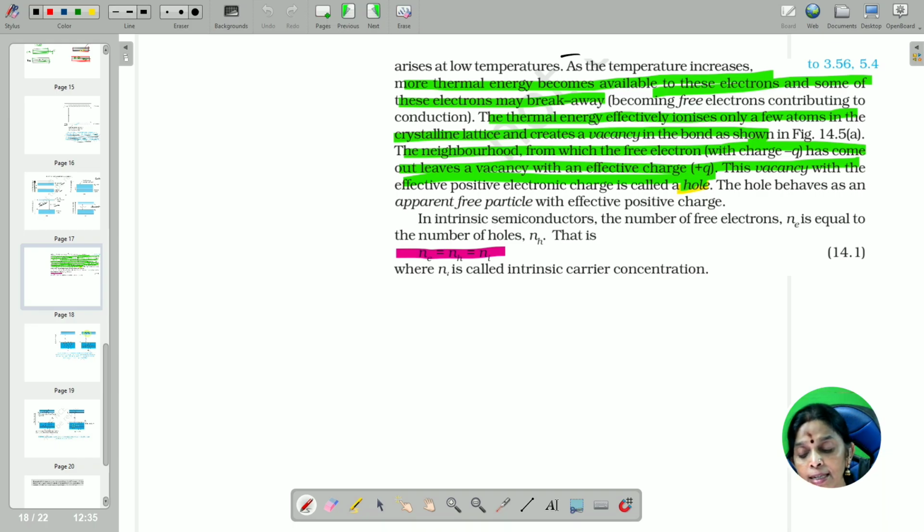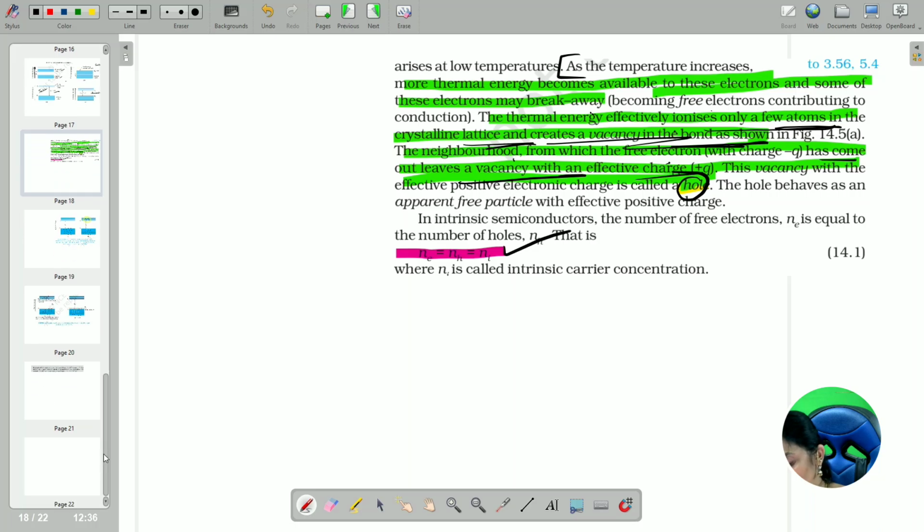I have already told you, as the temperature increases, more thermal energy becomes available to this electron. Some of these electrons may break away. That is nothing but a semiconductor at greater than 0 Kelvin. The thermal energy effectively ionizes only a few atoms in the crystalline lattice and creates a vacancy in the bond. The neighborhood from which the free electron has come out leaves a vacancy with an effective charge. Hence, electrons and holes are produced. So therefore, Ne is equal to NH is equal to Ni.